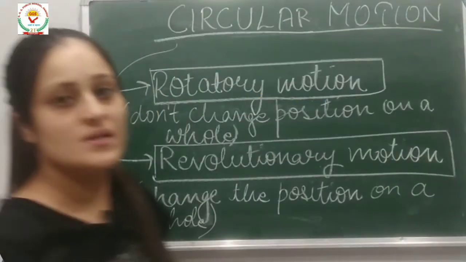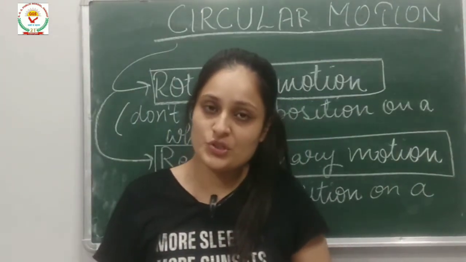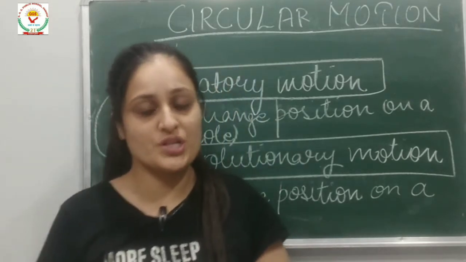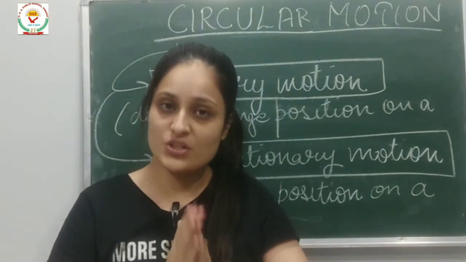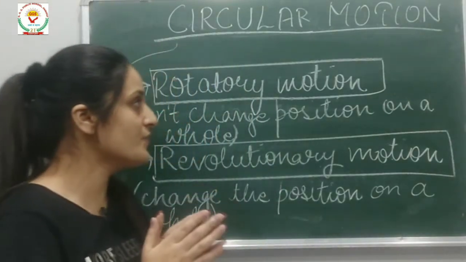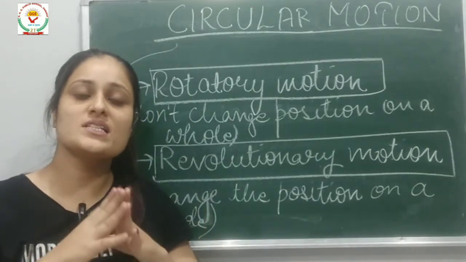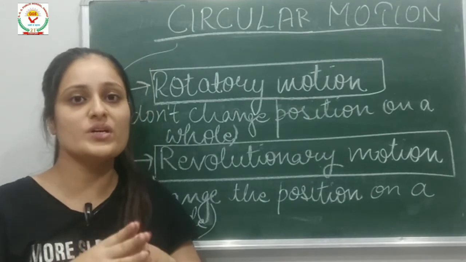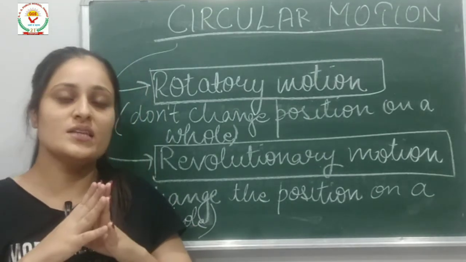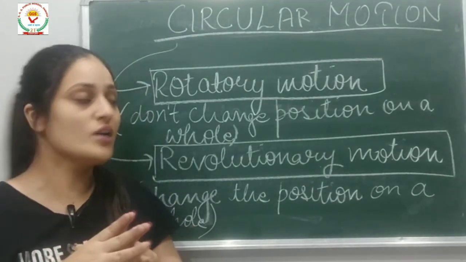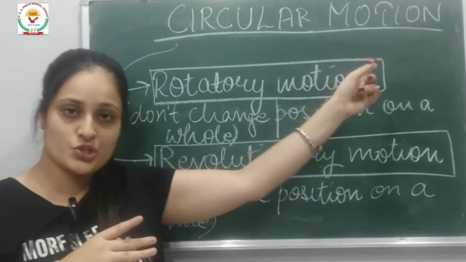Second type of motion is circular motion. Now what do you mean by circular motion? If an object moves along a circular path around a fixed point, the motion of the object is called circular motion.